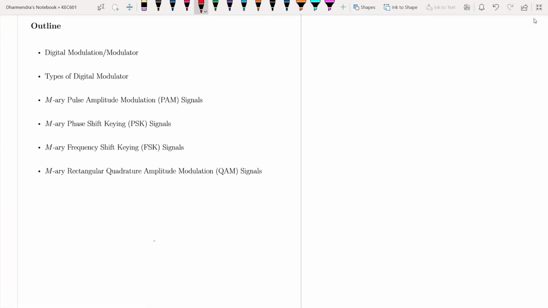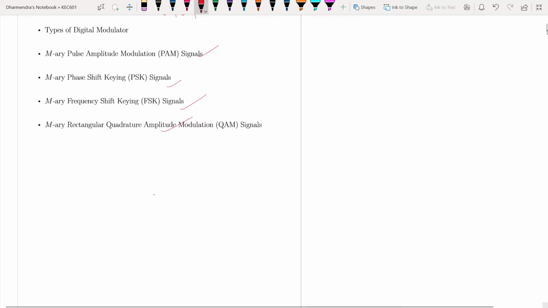In this lecture, we will discuss the function of a digital modulator, the purpose of this digital modulator function, and what the types of digital modulator are. And then we will discuss M-ary pulse amplitude modulation signals, M-ary phase shift keying signals, M-ary frequency shift keying signals, and M-ary rectangular quadrature amplitude modulation signals.